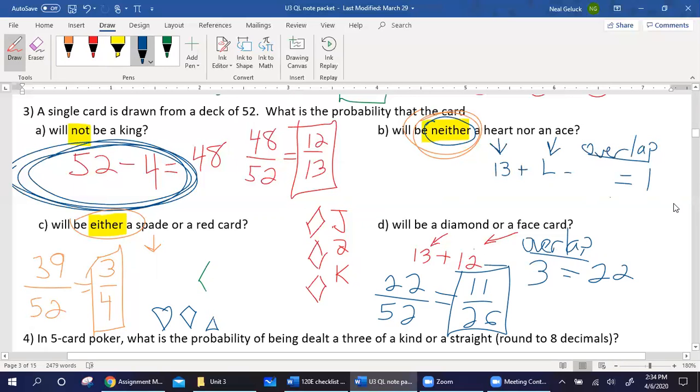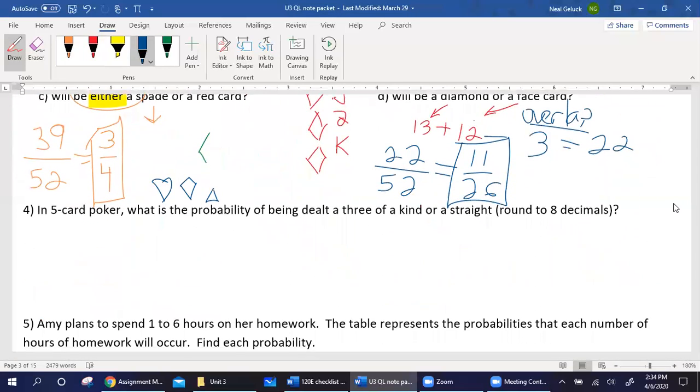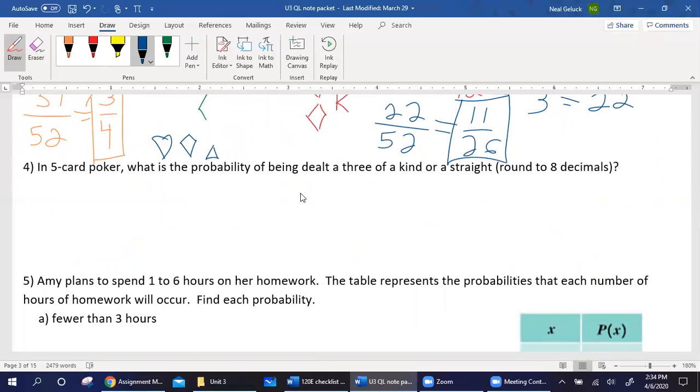For number 4, what's the probability of being dealt a 3 of a kind? That's 3 of the same, like 3 jacks or 3 sevens or something like that, or a straight. Well, the first thing to notice is that these 2 events are mutually exclusive. There is no overlap. Because if I have 3 of one type of card, a straight is having 5 cards in a row, like 3, 4, 5, 6, 7. You can't have 3 of the same card if you have a straight. So these are mutually exclusive.